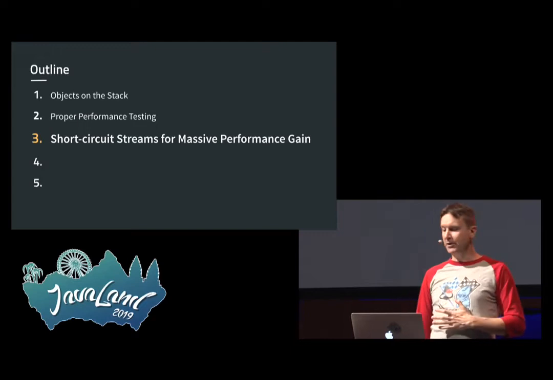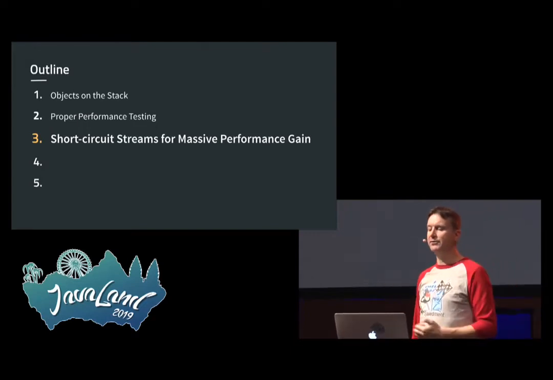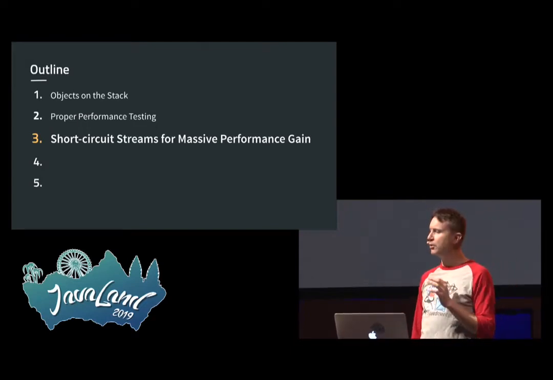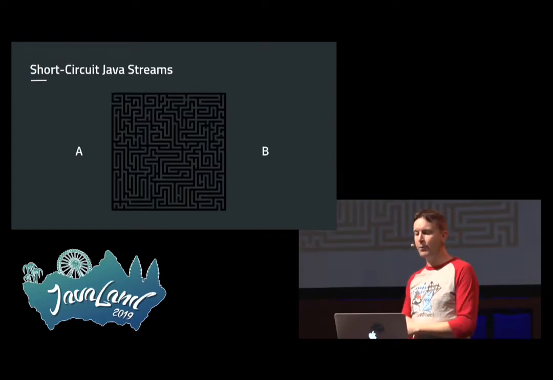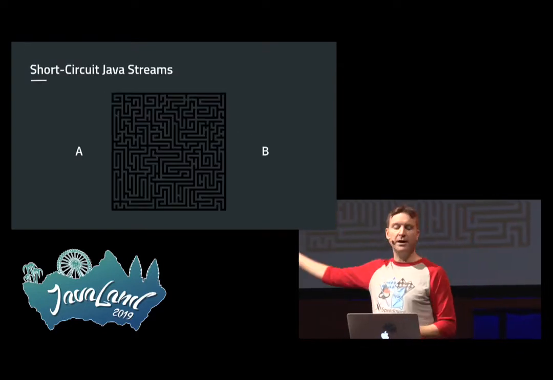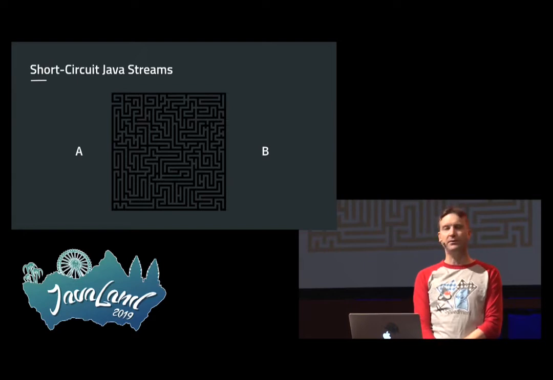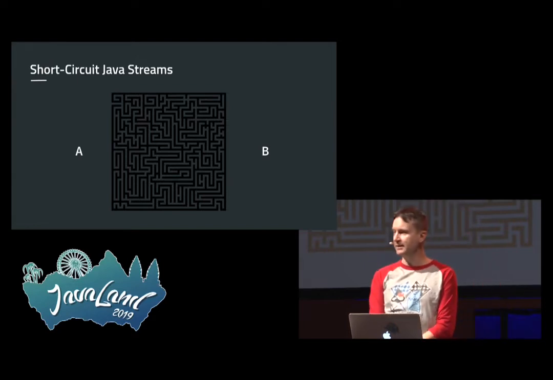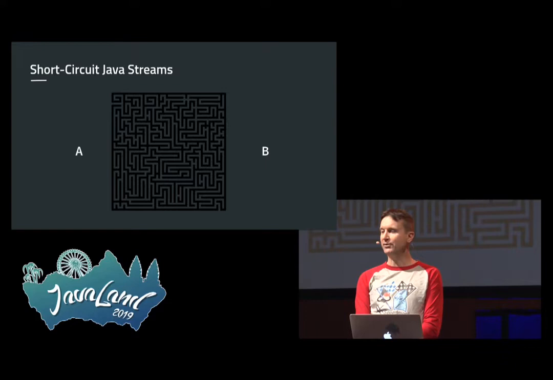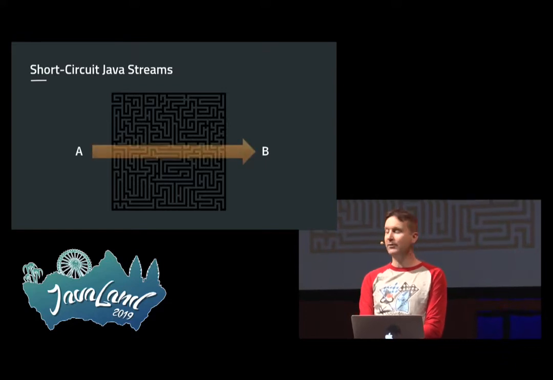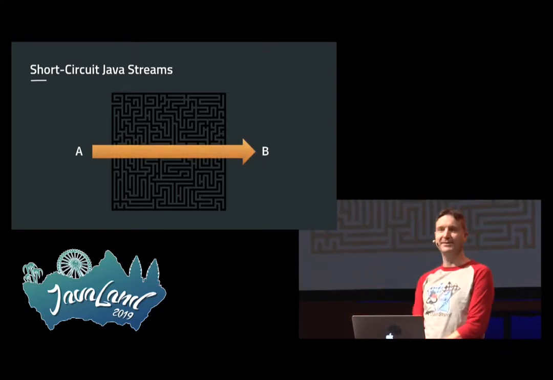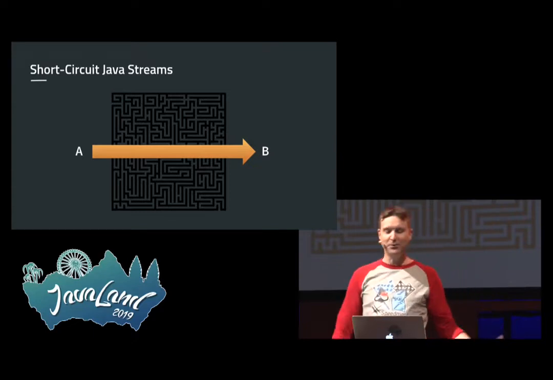That brings us to the third learning: short-circuit streams for massive performance gain. This is a little bit more advanced. So what if we are at point A and there is a complicated stream and we want to get to point B? And now the rhetorical question: wouldn't it be better to go directly from A to B rather than following this maze? Obviously, yes, but how can we do that?